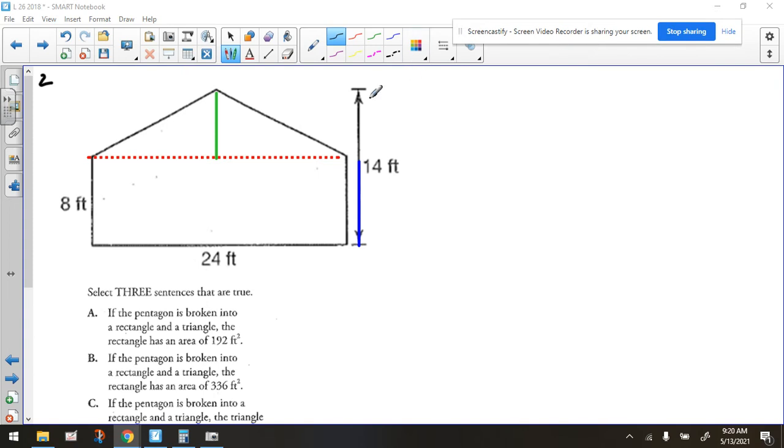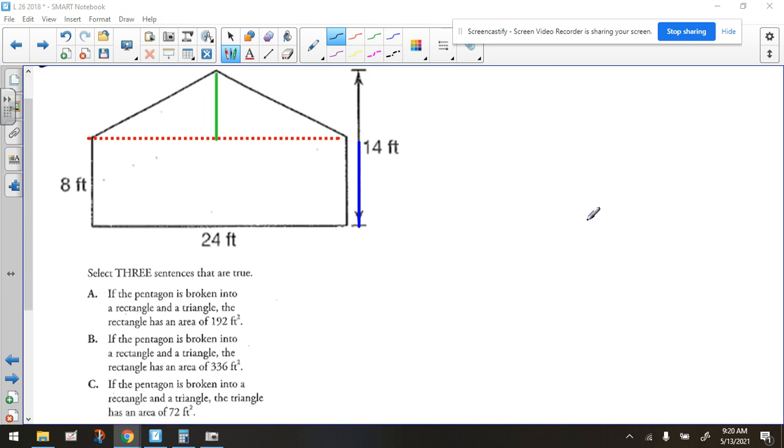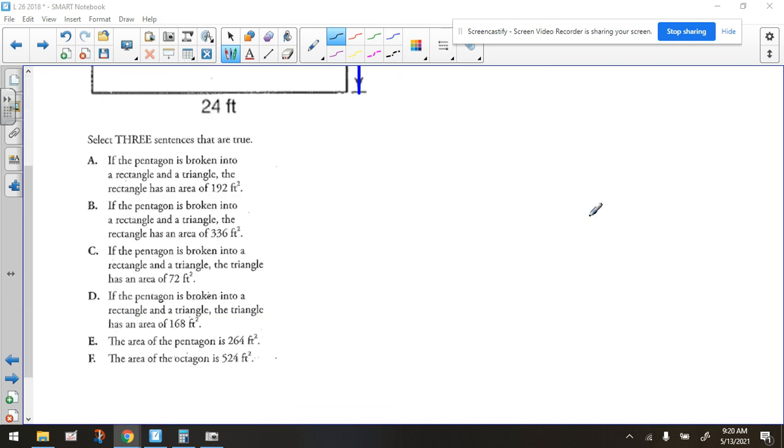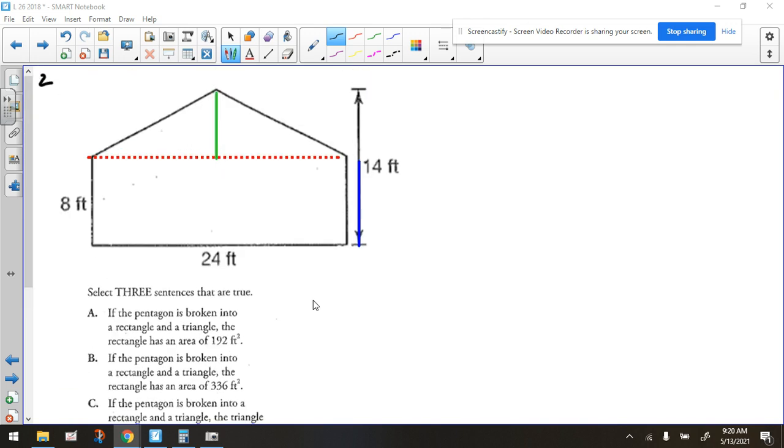We're taking a look at question number 2, and we have to basically find the area of this composite figure and then look at all the sentences they give us, and we have to pick the 3 that are true. All right, so the best way to approach this is to kind of visualize what they're talking about.